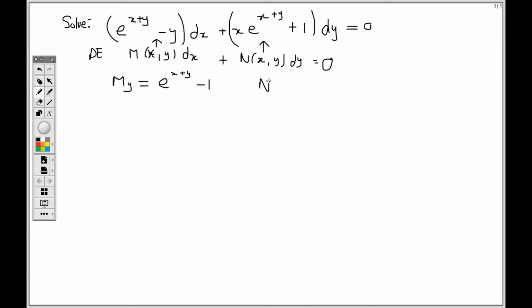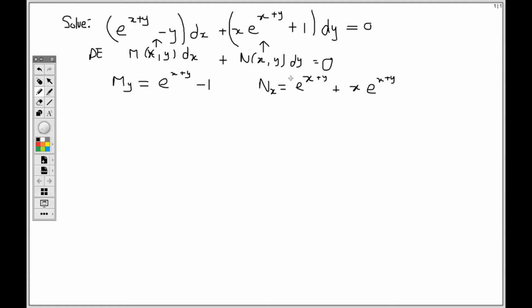The next part, I'm going to differentiate N with respect to x. So I have to use the product rule. Differentiating 1 is 0. But for the product rule, I differentiate x and I will get 1, then I leave e^(x+y) alone. Then I differentiate e^(x+y). Differentiating x gives 1, which you put in front, so you would get back e^(x+y). So I have here x e^(x+y).